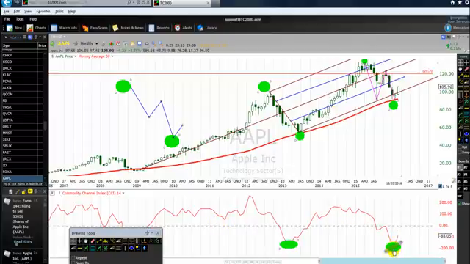So the CCI period 14 forms a double bottom chart pattern. Here it is. This is a powerful high probability trading setup when a financial instrument forms a zigzag chart pattern and the Commodity Channel Index, or the CCI oscillator, also forms a double bottom chart pattern. We have a high probability trading setup.